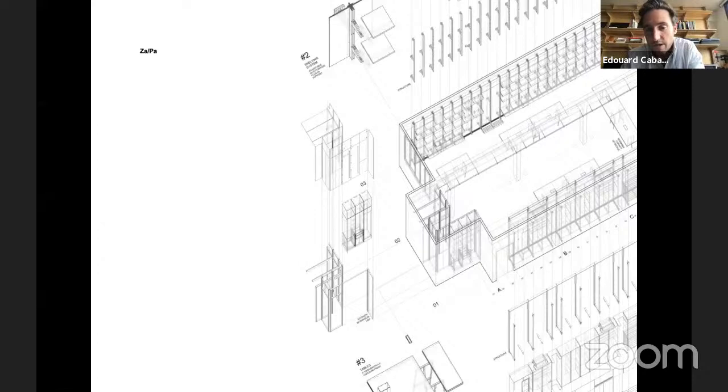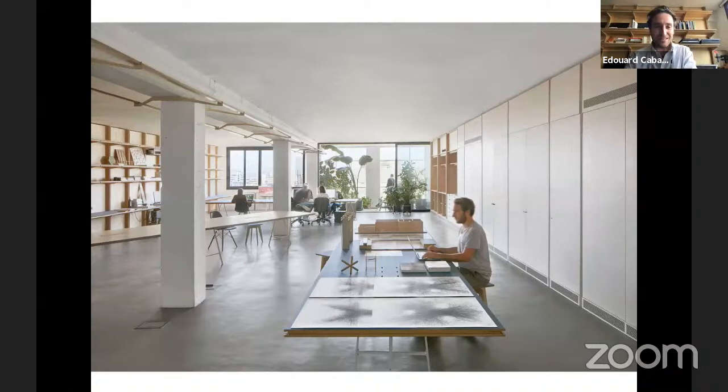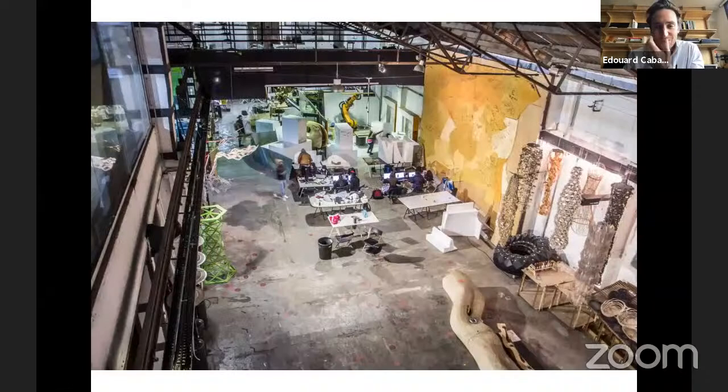So even though we work with some robotic means, in this case a CNC machine, the process of drawing is actually very important. So here we are. This is in the beginning of the office life when it was recently refurbished. By now it's a little bit more alive, or maybe messy, I could say.